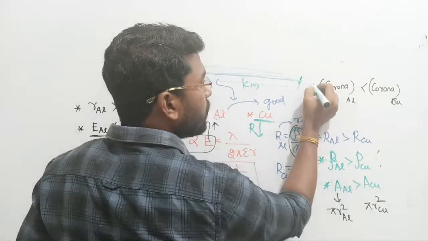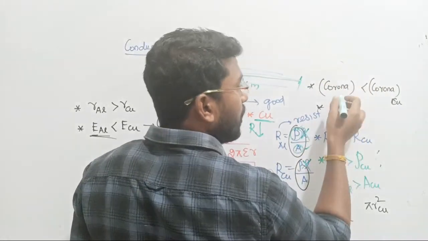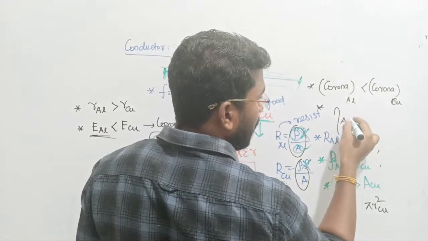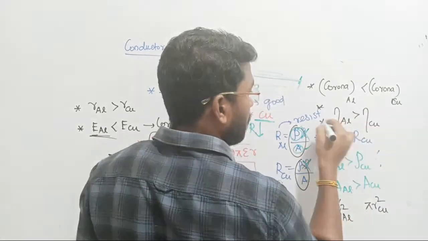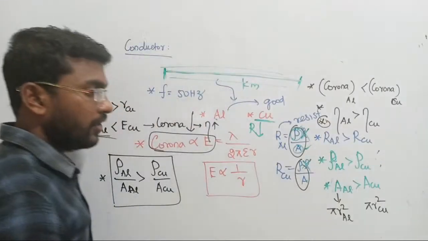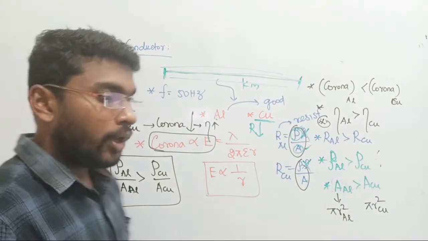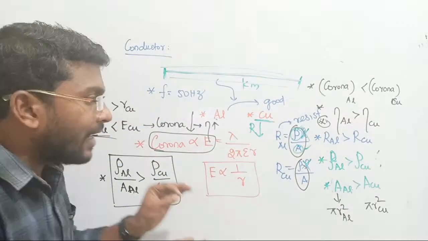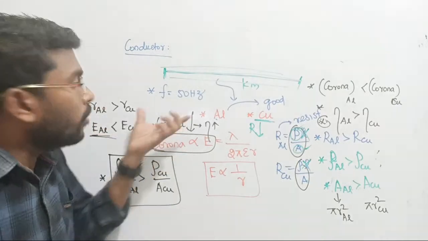Next, because the corona loss is lower, the efficiency offered by the aluminium material will become greater than the value of efficiency offered by the copper material. From this I can provide the first conclusion. So which material will be preferable? In the point of corona loss, the preferred material, the priority, will be given to aluminium.